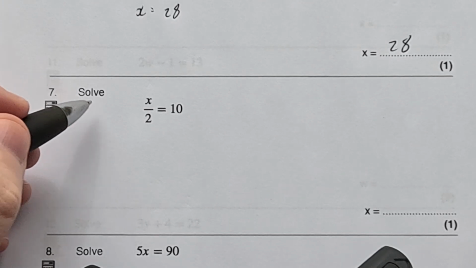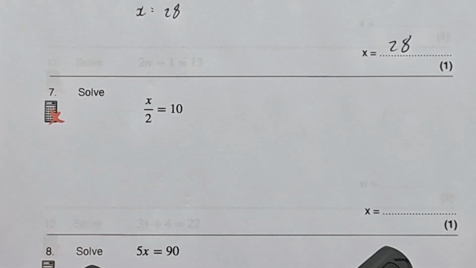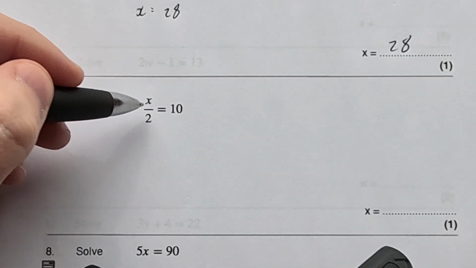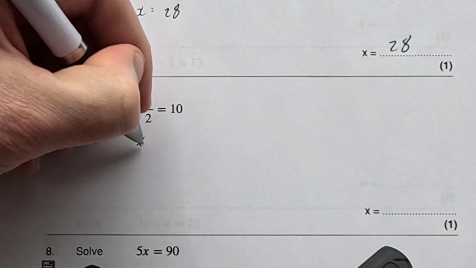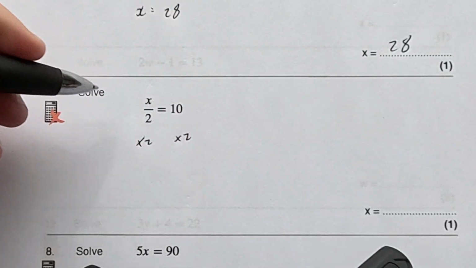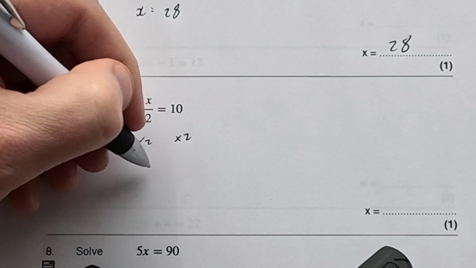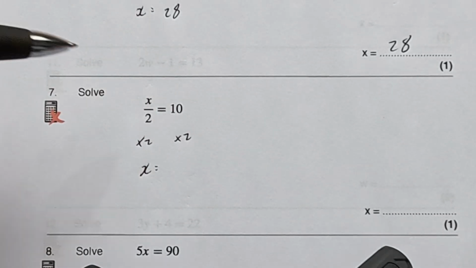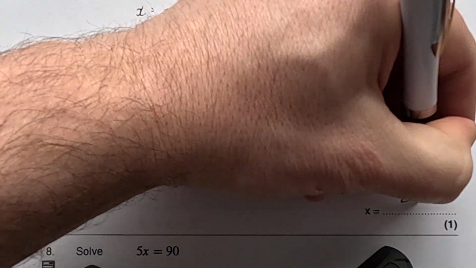So question number 7, we've been asked to solve x divided by 2 equals 10, or x over 2 is equal to 10. So we want to get rid of the divide by 2. We want to just be left with the x. So to get rid of the divide by 2, we're going to multiply both sides of the equation by 2. On the left-hand side, we had x divided by 2. We're multiplying by 2 to get rid of the divide by 2, so we'll just be left with x. And on the right-hand side of the equation, we had 10 times 2, which is equal to 20. So x equals 20, and that's our answer.